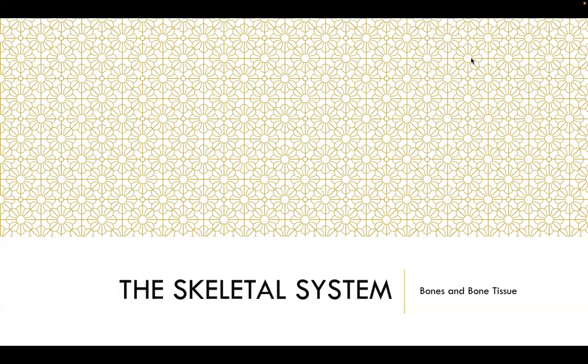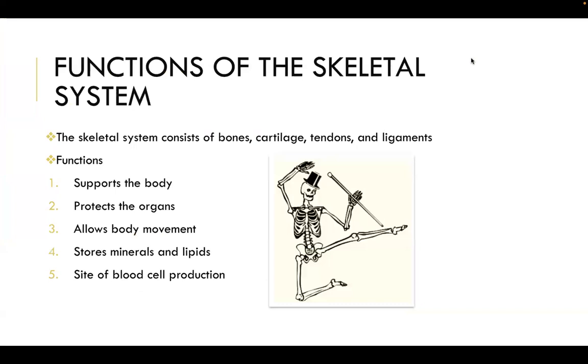Cartilage continues to exist in certain body areas like the nose, the outer ear, the voice box, and at the points where bones attach to one another. The study of the structure and function of the skeleton and bony structures is known as osteology. The skeletal system is going to consist of bones, cartilage, tendons, and ligaments.